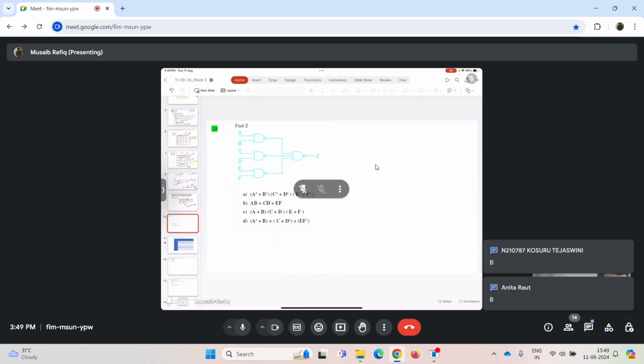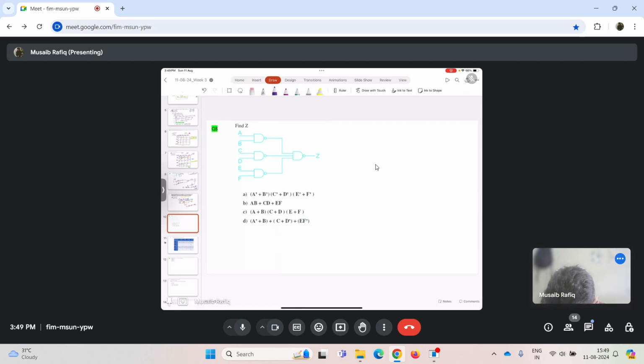Right. I guess all of you have done it correctly. So let me just show the solution. So we are given this circuit. A B, C D, this is E F.